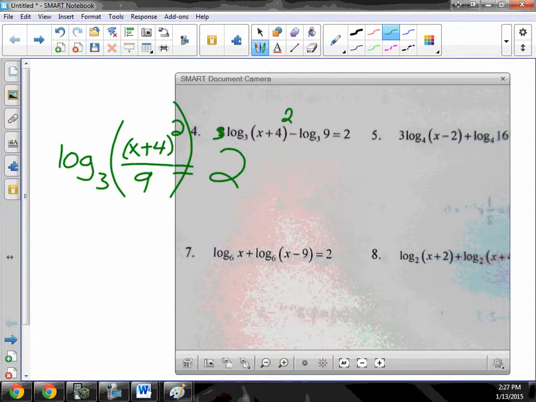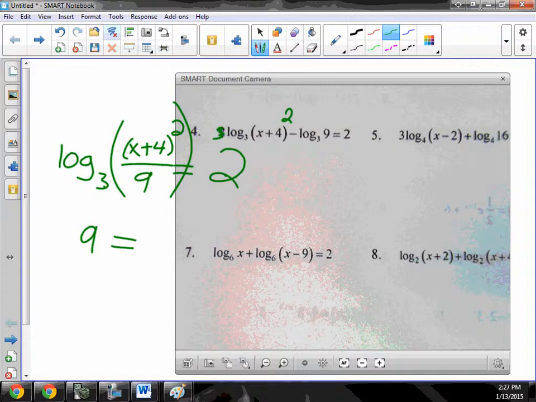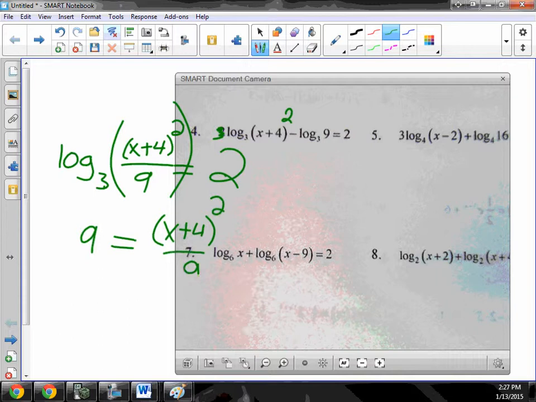Now what do I do? Convert. So 3 squared is 9 equals x plus 4 squared over 9. Should I multiply those together? Can I actually get to the x by pulling off the layers without multiplying them together? Yeah, in this case I can. So what do I need to move first? The 9. So times by 9. This becomes 81.